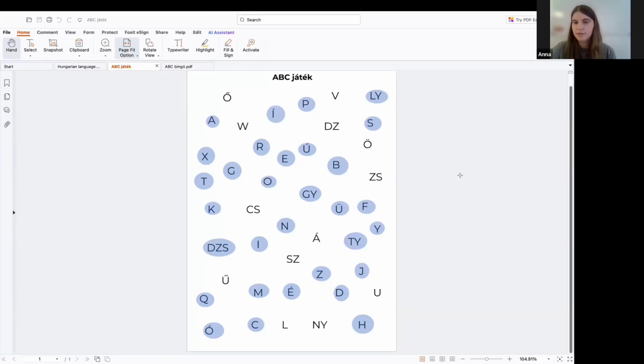S. Okay, it's this one. I see. S. D. Okay, it's the DZ. U. Okay, now you might have thought about if it's an U or this one. No, it's this one. U. J. That's right, that's the ZS.